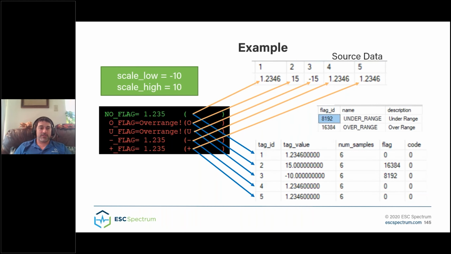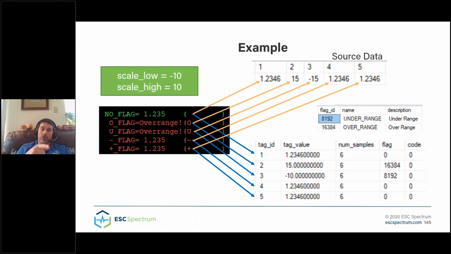On the left here, you can see an example of what the 8864 screen would look like with a few different flag conditions with an example value of 1.235. In this situation, our scale low and our scale high are -10 and 10 respectively. So you'll see that, for example, if there's no flag, you just get a value of 1.2346, and the same thing in the tag data. The source data and the tag data are what you would expect.